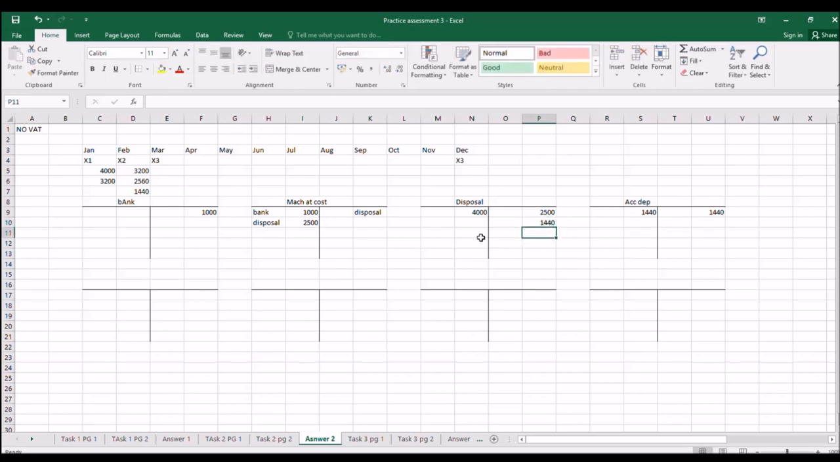Now what you'll see is that these don't add up here. They're not the same, so we will have, in this instance, a loss on the disposal. So we'll go credit the P&L. Oh, sorry, credit the disposal account 60 and debit the transfer to the P&L, 60. That's the loss on the asset. Right, so that is what we would see there.